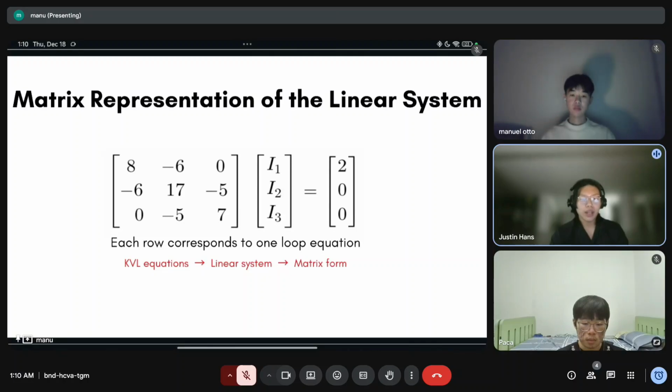The equations obtained from Kirchhoff's voltage law can be written in matrix form. In this form, the circuit is represented as a linear system. The matrix is formed from the resistance values, the unknowns are the loop currents, and the constants come from the voltage sources. Because the voltage-current relationships are linear, the entire circuit can be analyzed using linear algebra methods.